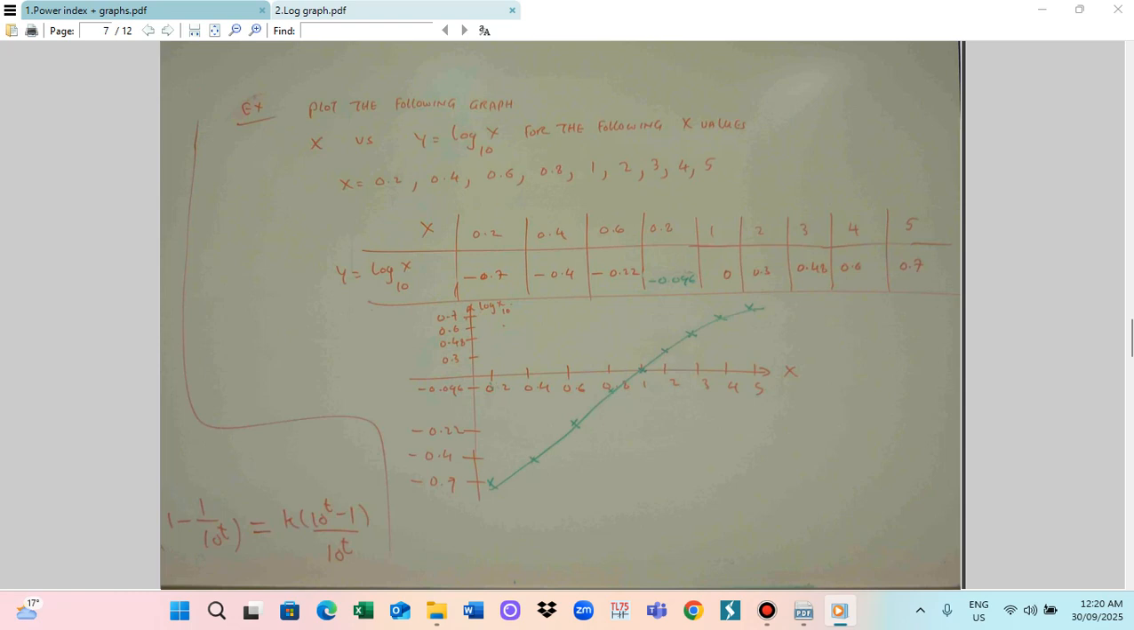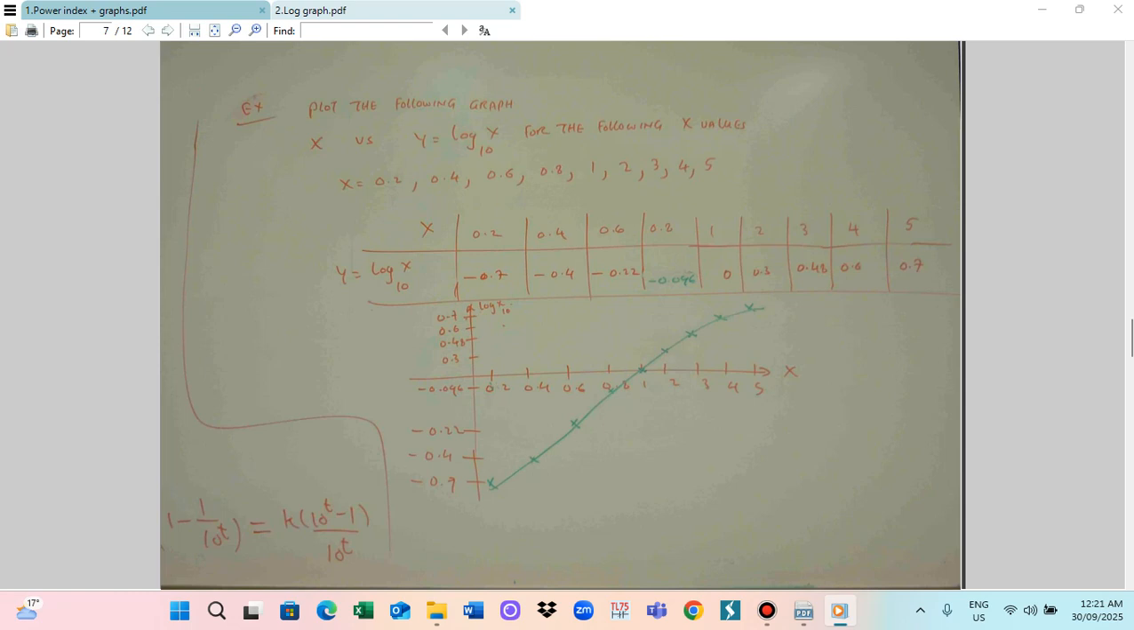And then we substitute here. So this is minus 0.7. Start from minus 0.7, minus 0.4, minus 0.22. So minus 0.06, 0.096. And then start from the 0.3 and 0.48. So this is log x axis then. And then it's 0.6 and 0.7.